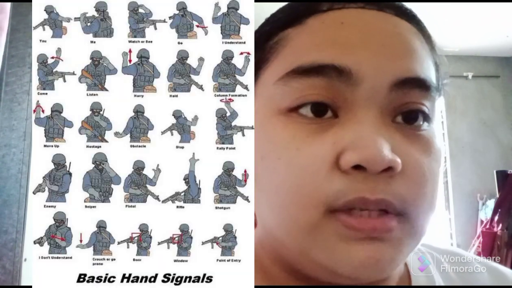And what is hand and arm signal? Hand and arm signals are one of the most common forms of communication used by United States Army soldiers or groups of soldiers when radio silence is in effect or if the soldiers need to remain undetected. So let's talk about some examples of hand and arm signals.